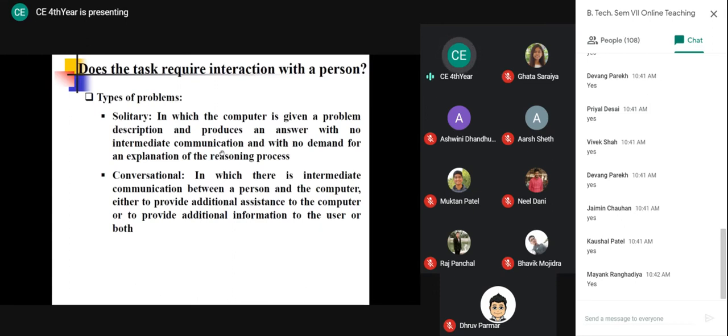So solitary means the computer is given a problem description and produces an answer with no intermediate communication and with no demand for an explanation of the reasoning process. And another type of problem is conversational, in which there is an intermediate communication between a person and the computer, either to provide additional assistance to the user or to provide additional information to the user or both. So these are the two types of problems that we have discussed.